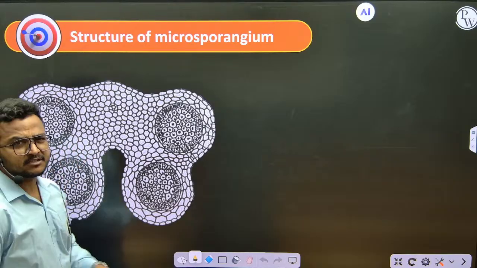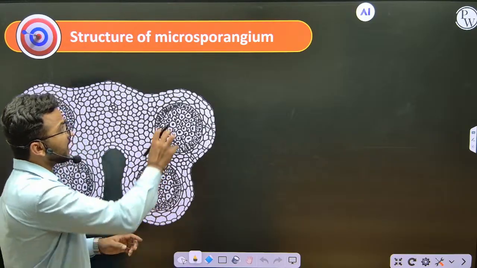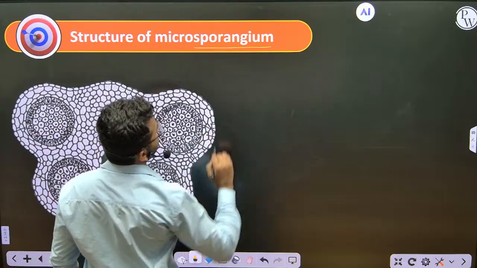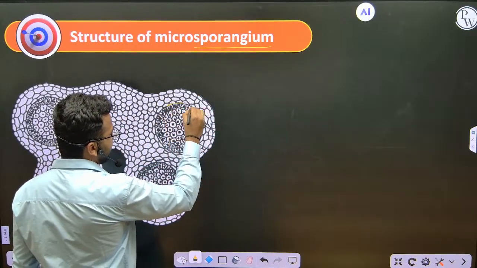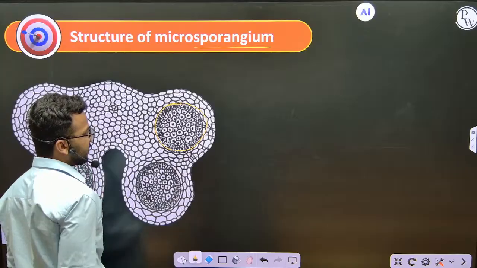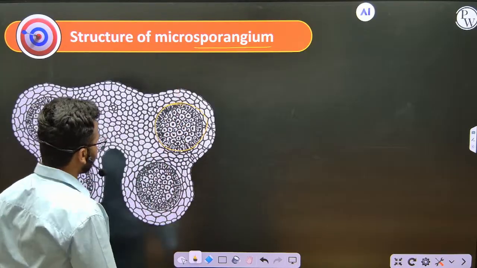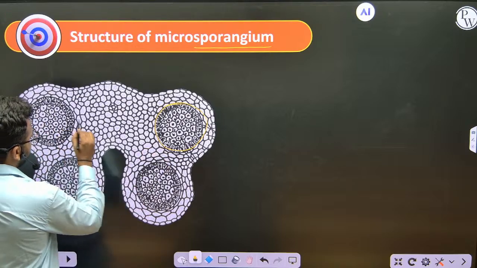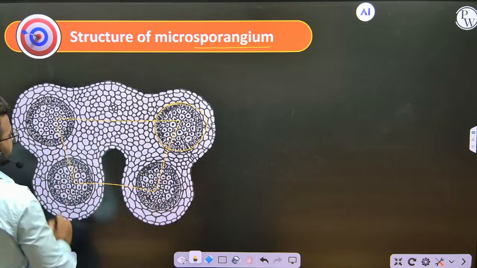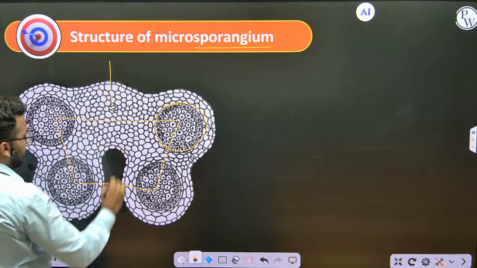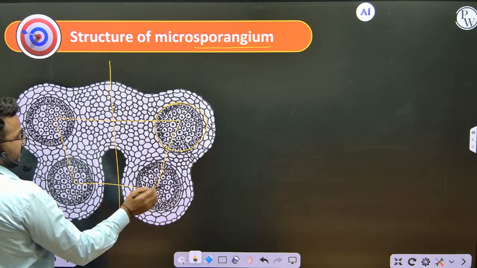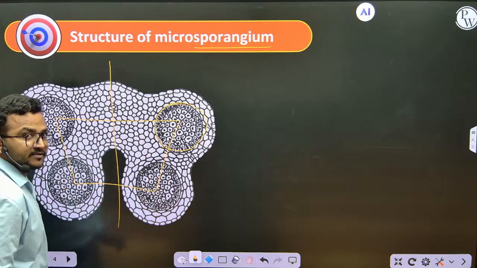So we completed the structure of the microsporangium. A sporangium is nothing but a bag, a sac, which contains the sporogenous tissue. There are four of them, so we call this tetrasporangiate and bilobed, dithecous. Two theca, or two sporangia, are there.